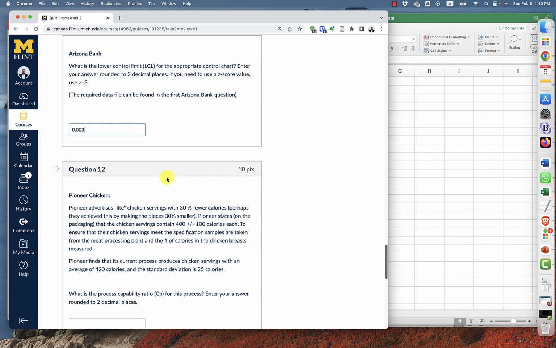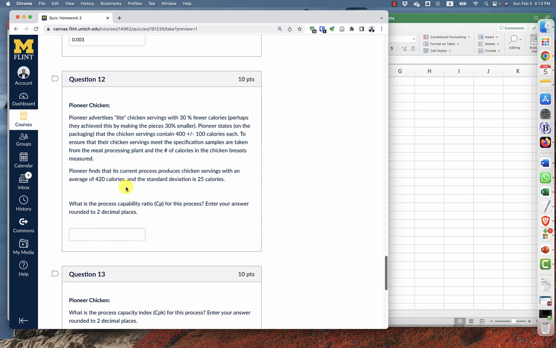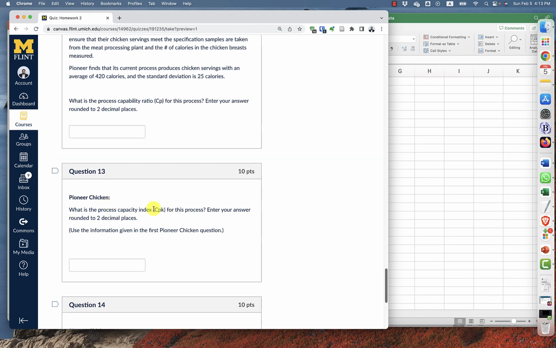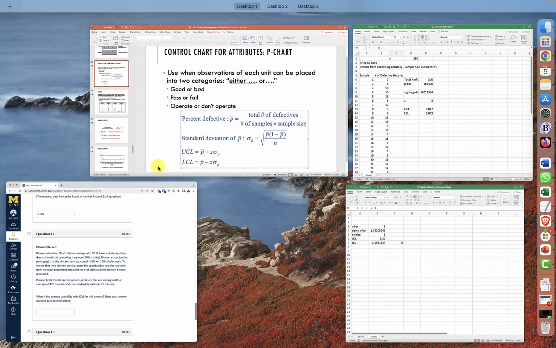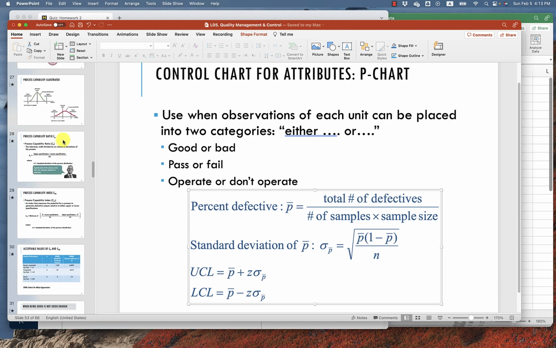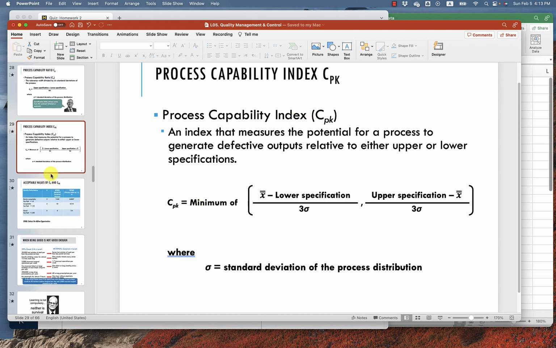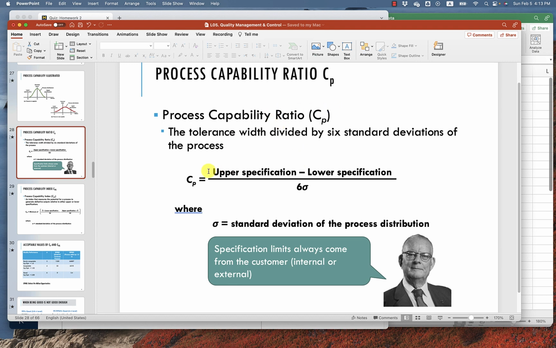Now we have some chicken we're working with, and we are trying to control the portion sizes in our manufacturing facility, and we have to find the process capability ratio and the process capability index. So we can just go to our slides, all the way up under process capability. We have the formula for process capability index, CPK, and the formula for process capability ratio, CP.